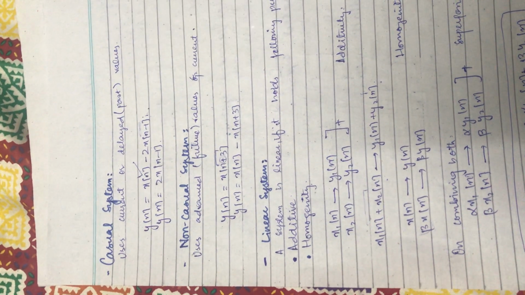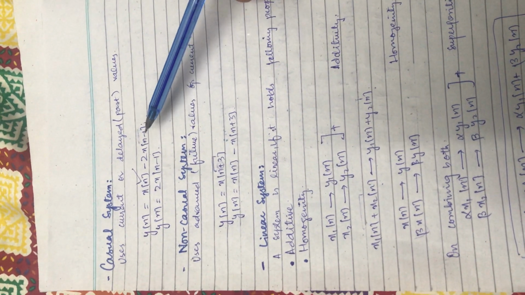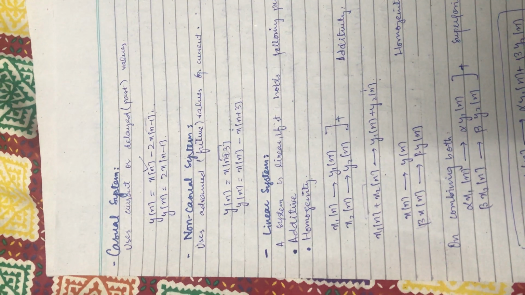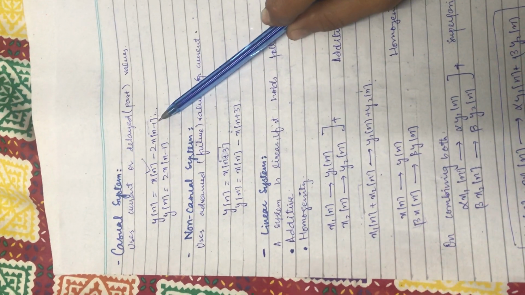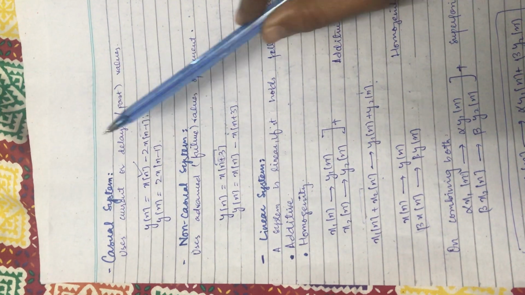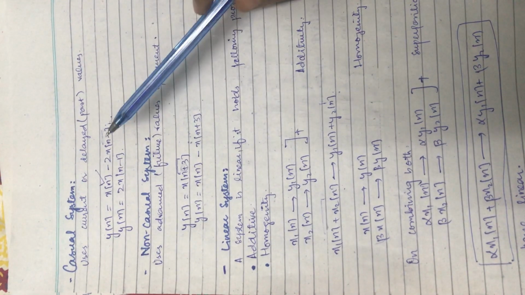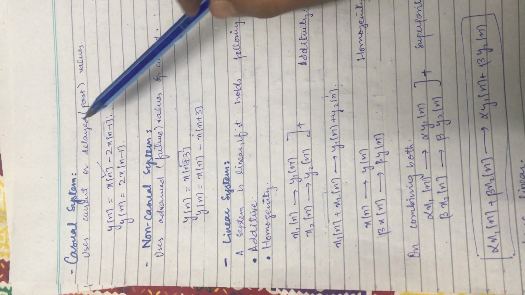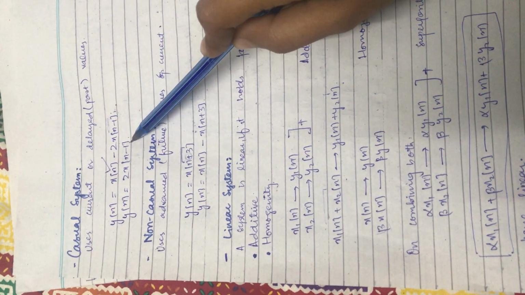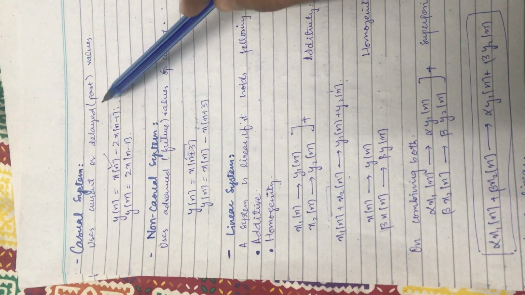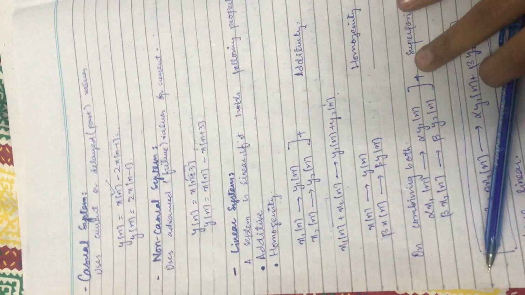In any equation of a system, if there is x minus 1 or x minus 2 or x minus 1000 or 10, it will show that this is the delayed value, and this is the equation of a causal system. In the first, we have current as well as the delayed or past value, but in the second example we have only the delayed value. Both of these are causal system equations.